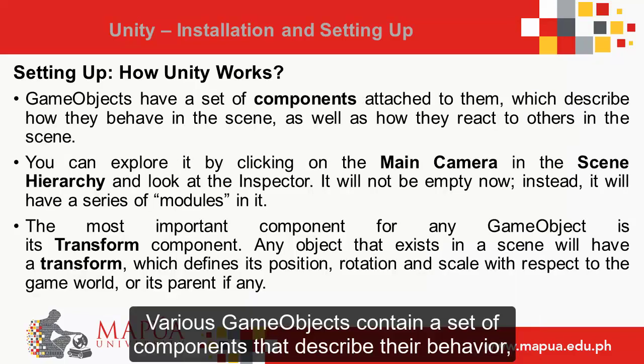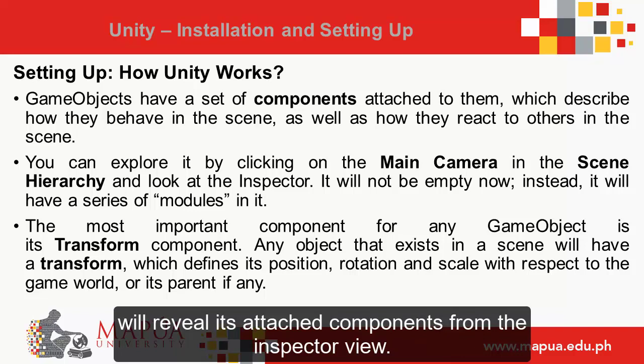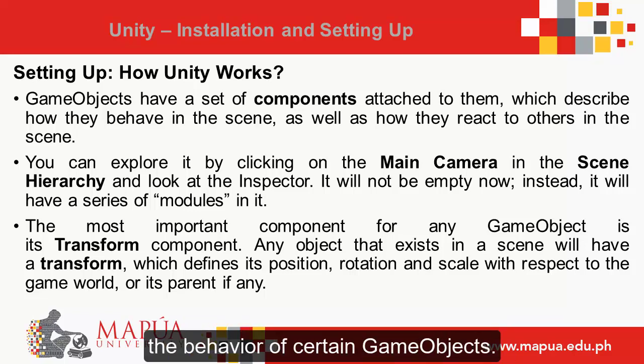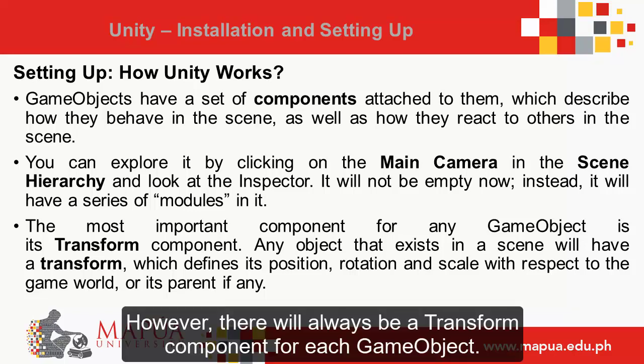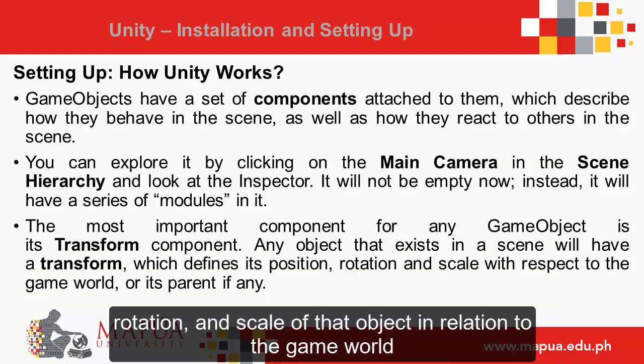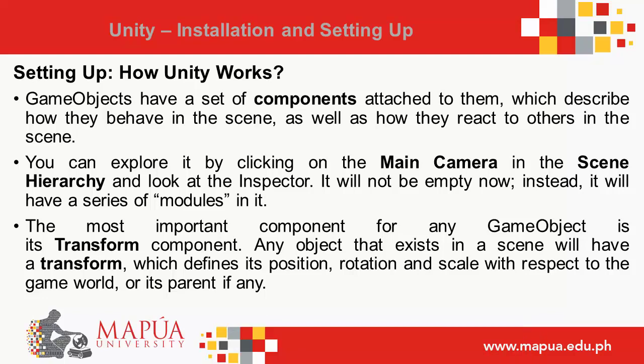Various game objects contain a set of components that describe their behavior and their reactions with other objects in the scene. Clicking on a game object will reveal its attached components from the inspector view. From there, you can also add or remove components to change or modify the behavior of certain game objects. However, there will always be a transform component for each game object. They cannot be removed because it represents the position, rotation, and scale of that object in relation to the game world or its parent game object, if there are any.